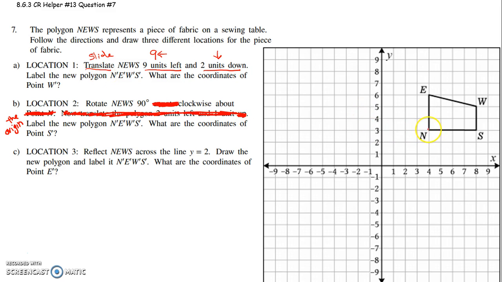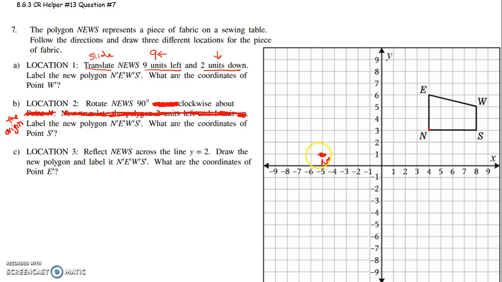So 9 left, 2 down. I'm going to go ahead and start, let's just say, with N. I'm going to move N 9 to the left, 2 down. 1, 2, 3, 4, 5, 6, 7, 8, 9 left, and then 1, 2 down. We would then label that N prime. That would be 9 to the left, 2 down.